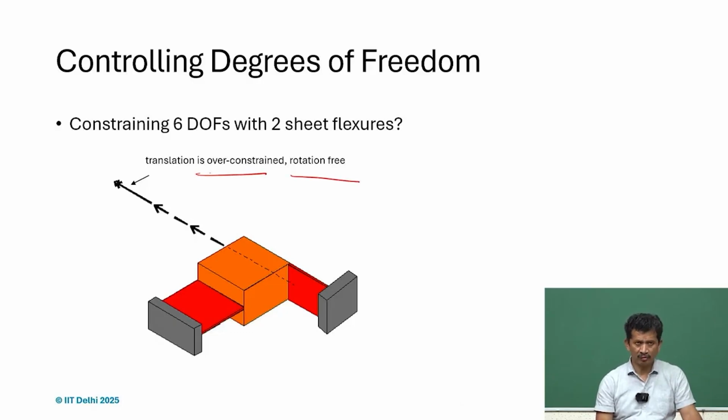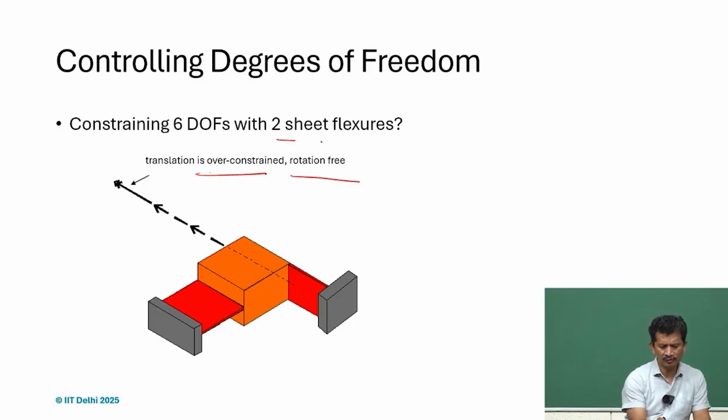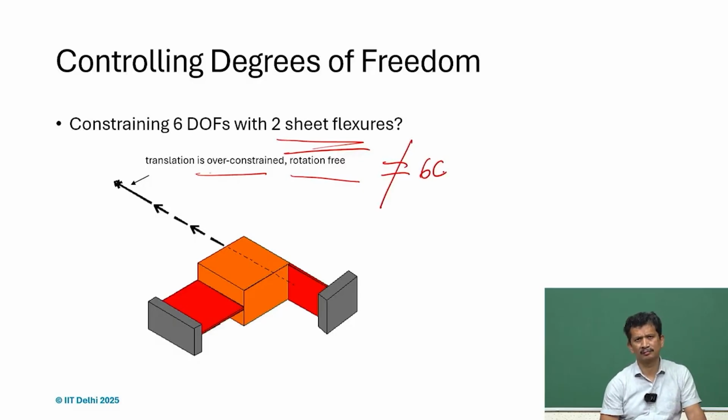So, always remember that 2 sheet flexures cannot provide 6 constraints. It only provides 5 constraints, and there will always be 1 degree of freedom, which is the rotational degree of freedom there. And it is an exercise for everyone to try: no matter how you place them, even if you take parallel sheet flexures, you will find that there will be a rotation, and wherever they intersect it will rotate at that point.